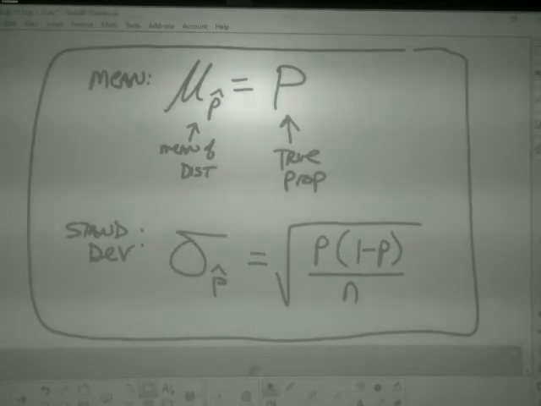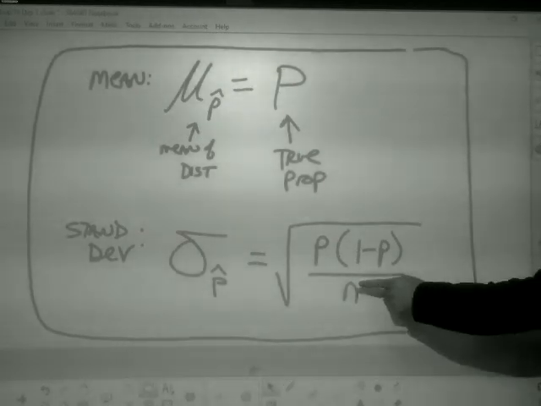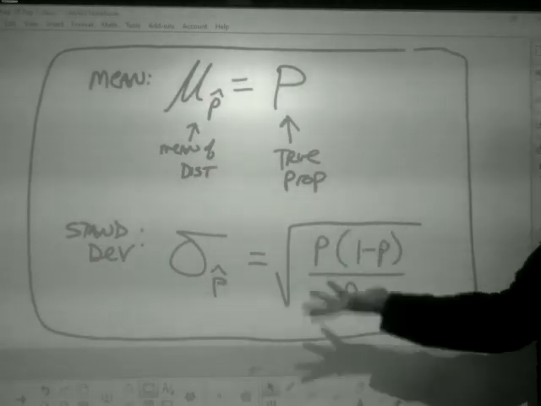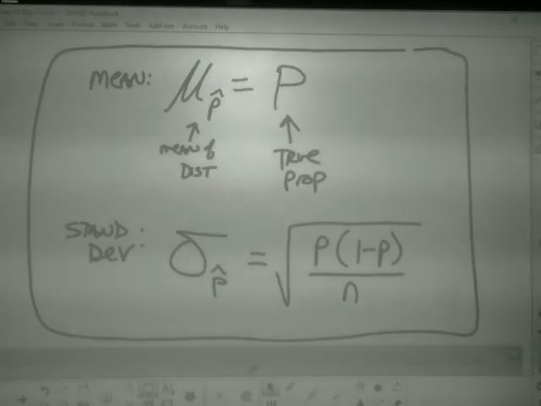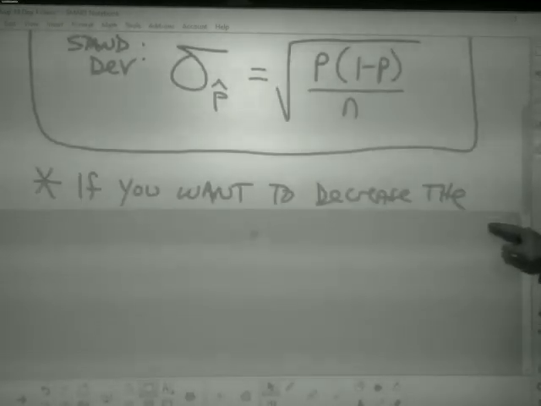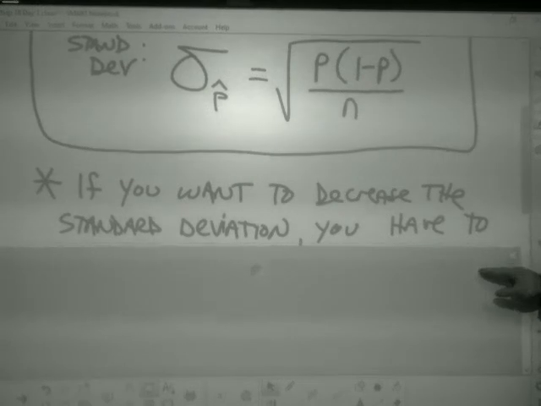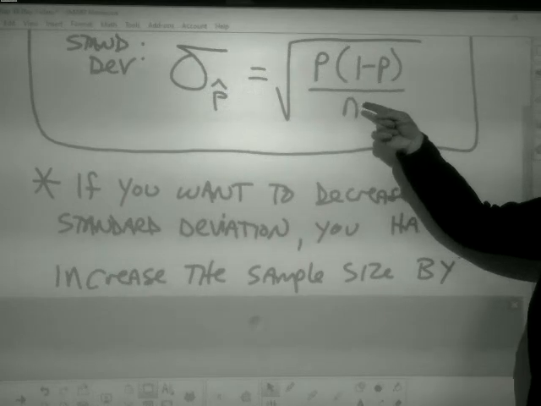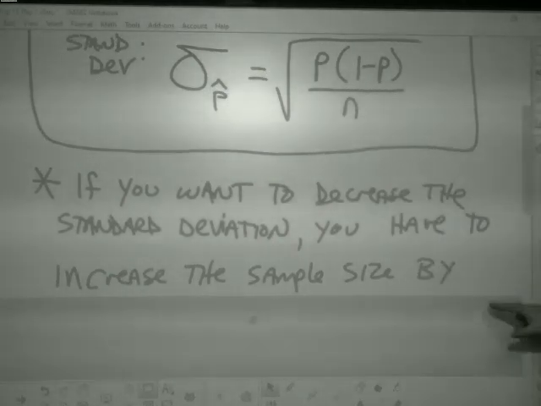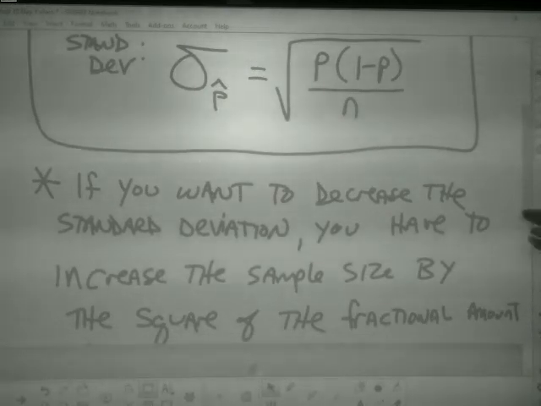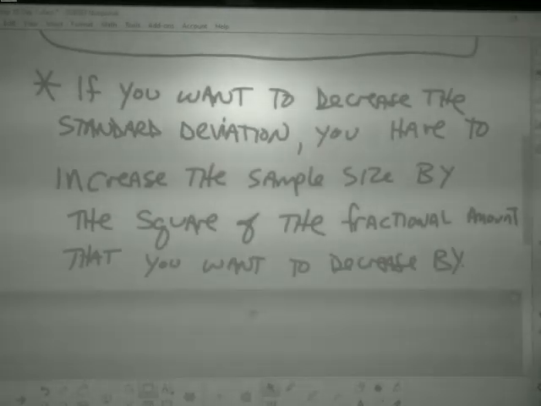So what do we know? As n gets larger, this fraction gets smaller, and the square root of a smaller number becomes even smaller. But it's mathematical in how it works. If you want to decrease the standard deviation, you have to increase the sample size. Followed by how much? Well, you increase the sample size by the square of the fractional amount that you want to decrease by.